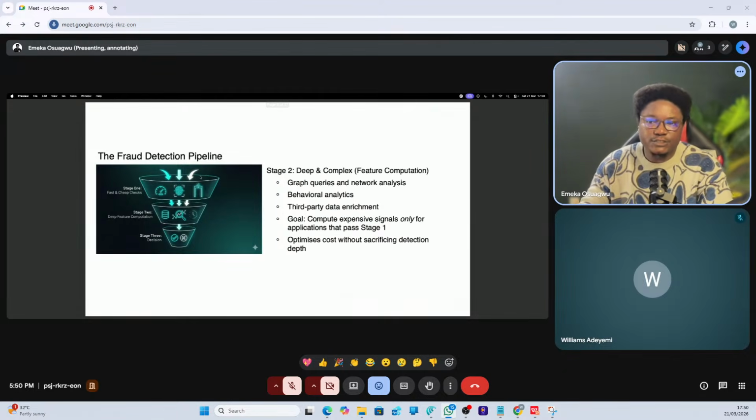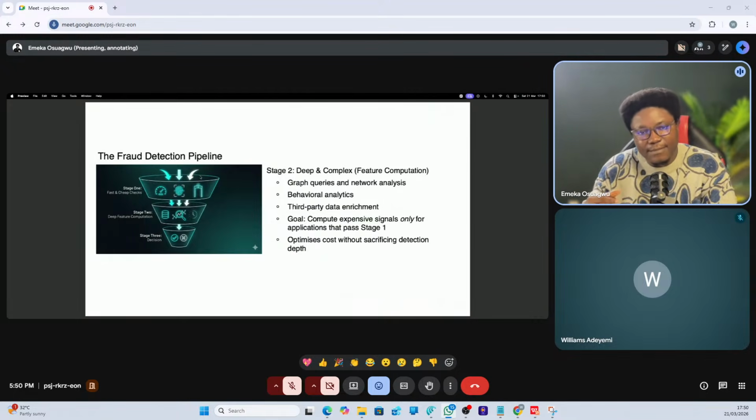Then stage two is deep and complex feature computation. This is where we use all those metrics information that we've collected about the customer. For example, how often do you use your app? What is your device strength? What is your device make? What is the device network latency on your phone? How often do you make requests and all those kinds of things? Then we build a query graph analysis and network analysis about you. We then build a behavioral pattern also on how you use your devices.